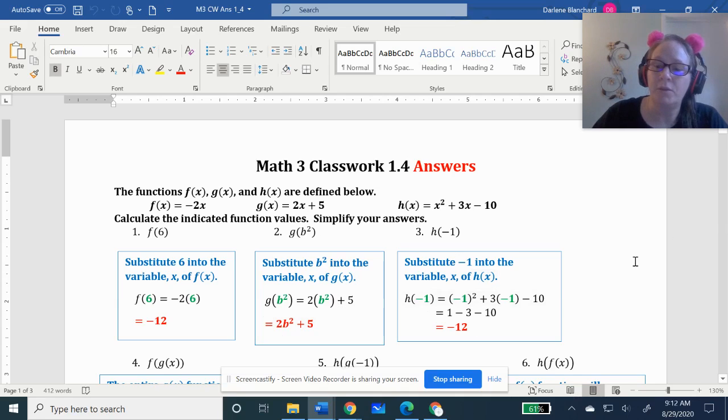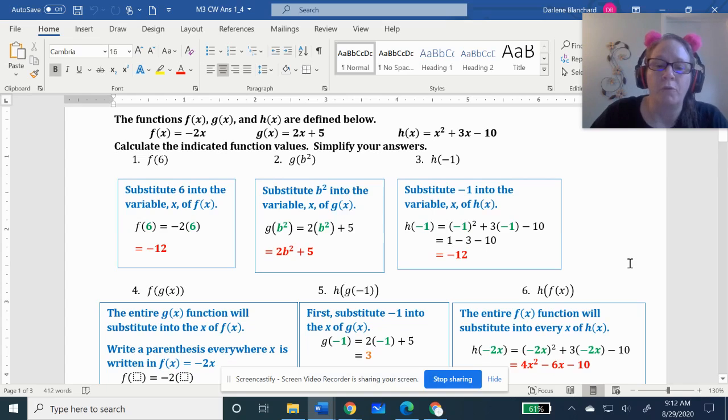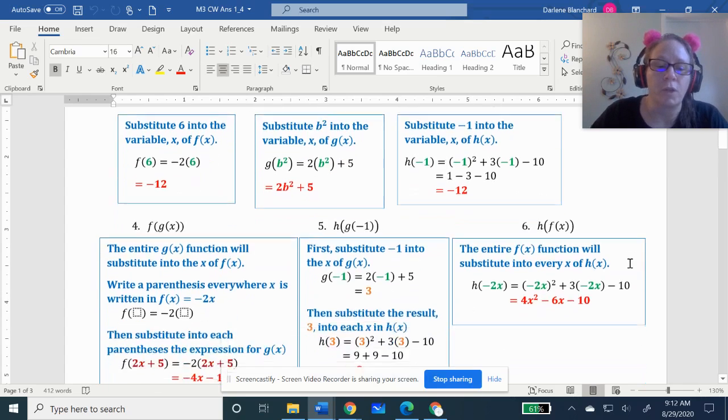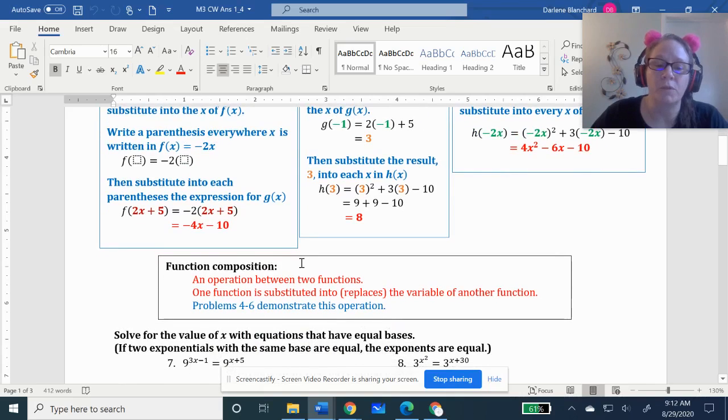Now, the next three problems have a function inside of another function, and we call that function composition. Function composition is an operation between two functions, but one of them is substituted into the variable of the other function.